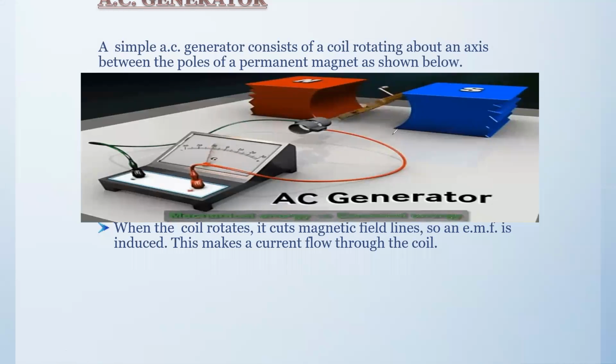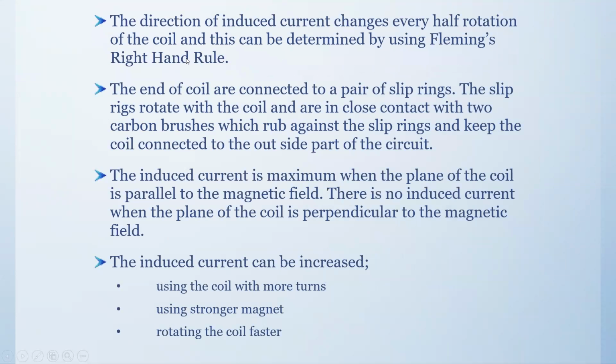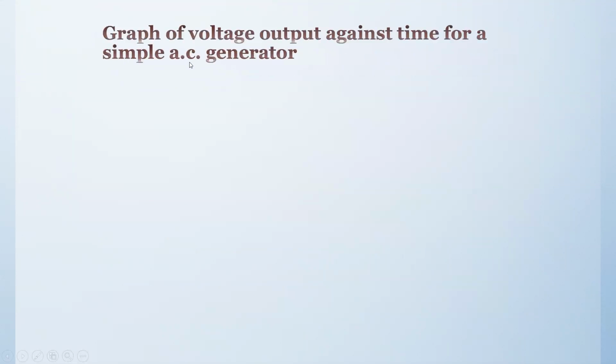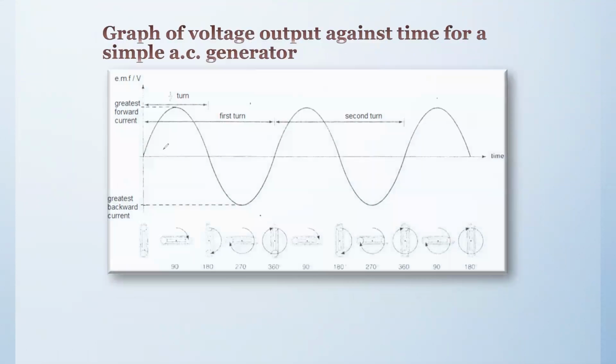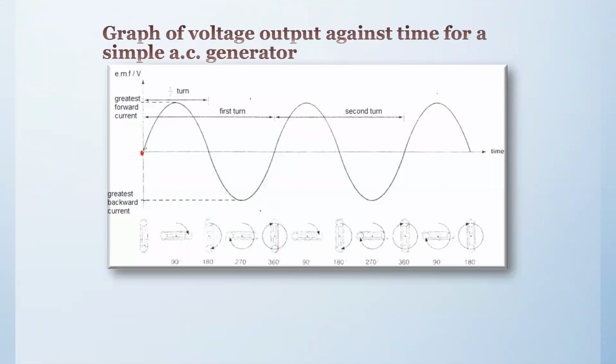And it continuously changes direction. So the output of the AC generator is always a cycle. It shows this position where the voltage is 0 and the coil is vertical. Where the voltage is maximum, the coil is horizontal. Then again vertical, 0. Horizontal, maximum. Vertical, 0. This is one cycle, one complete rotation.